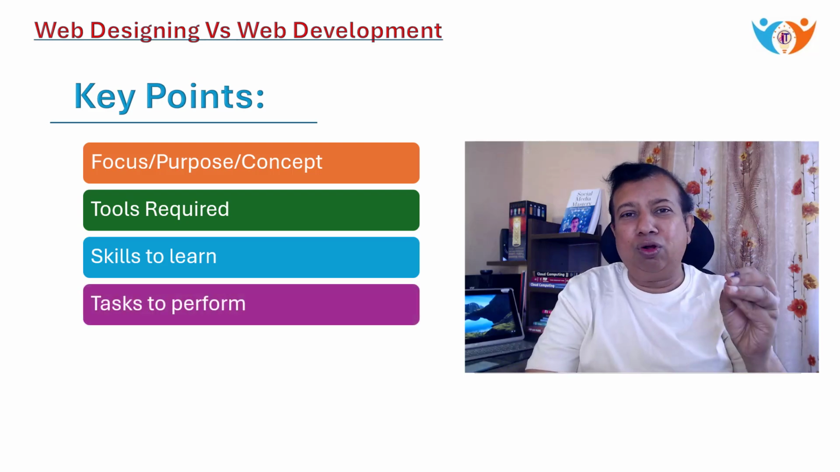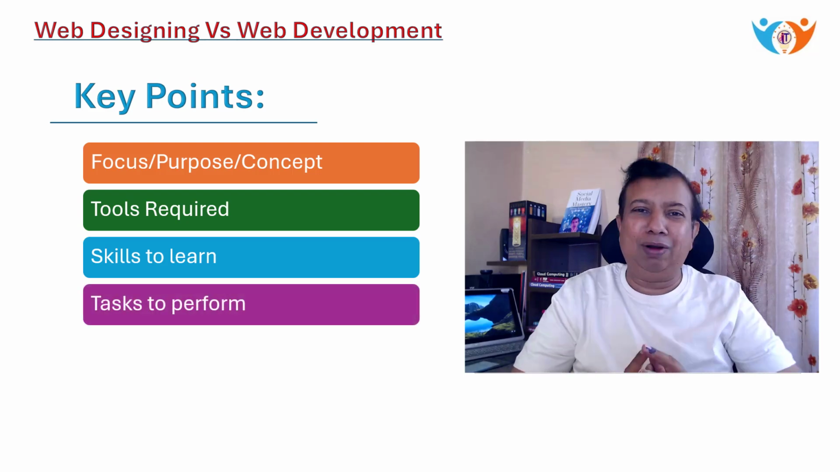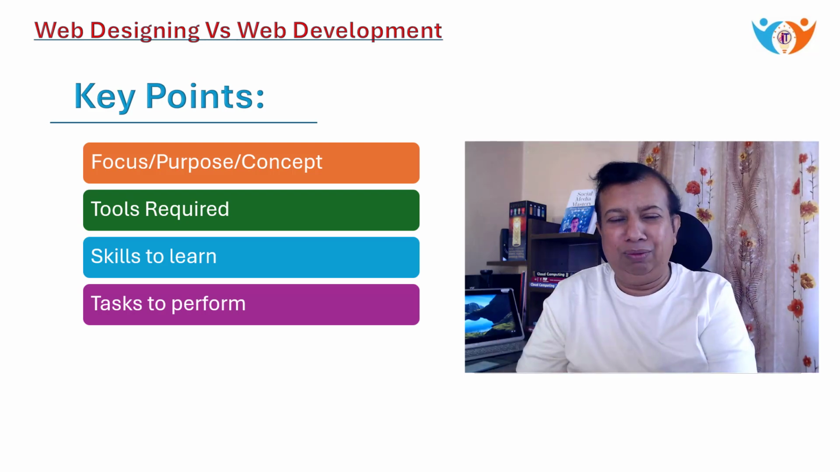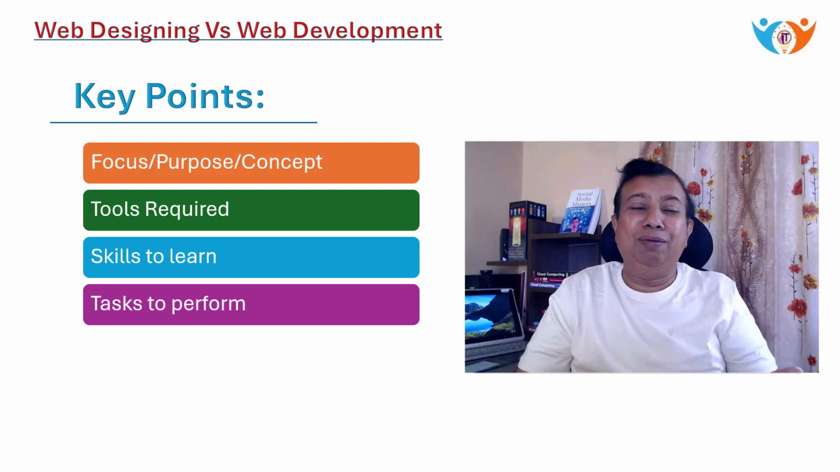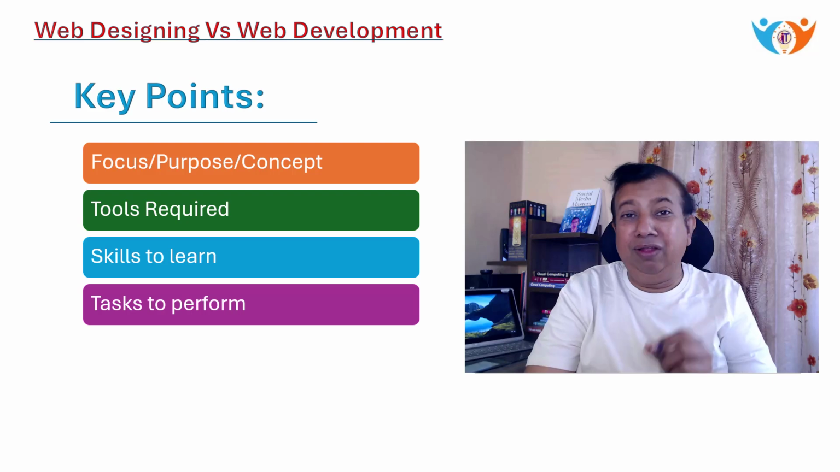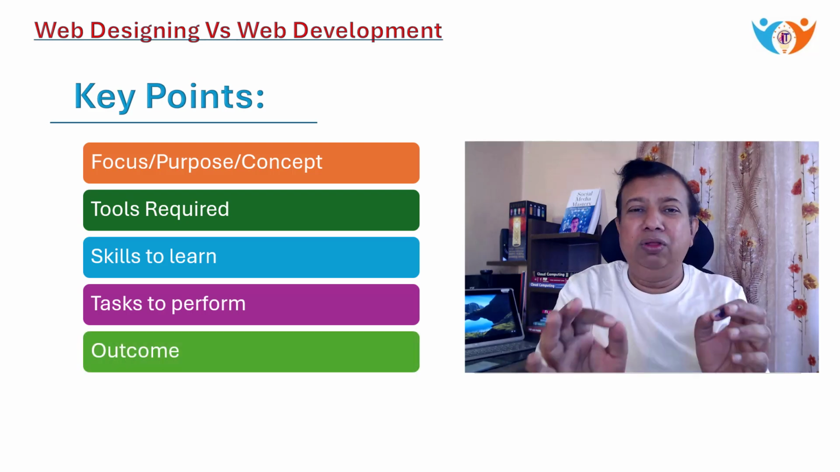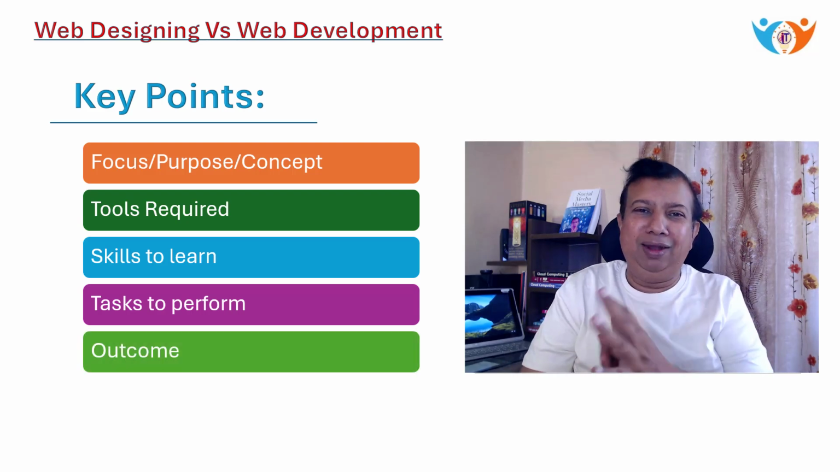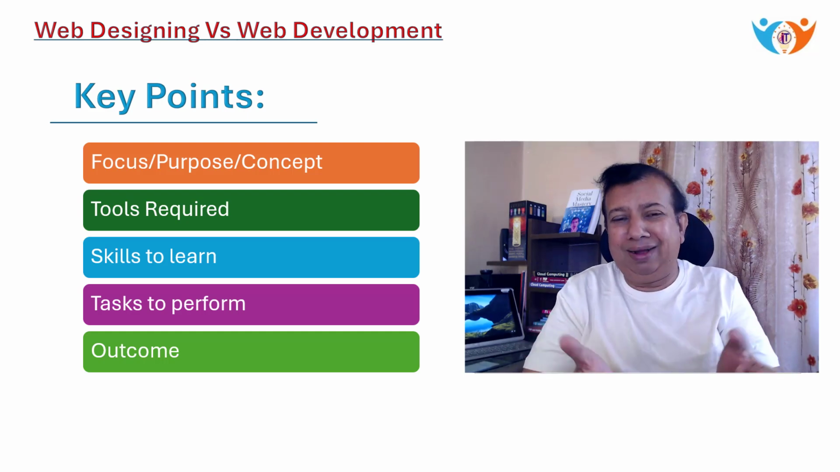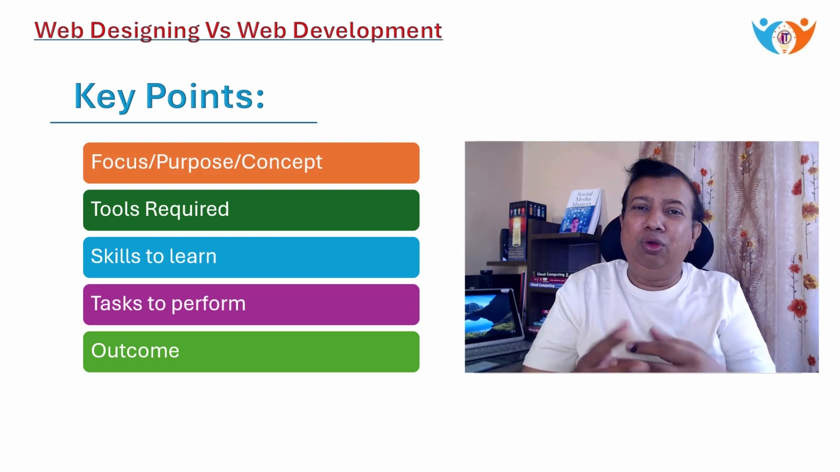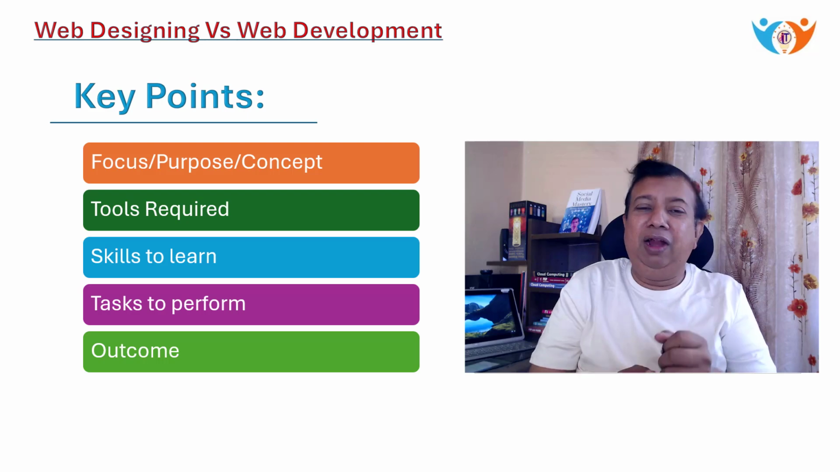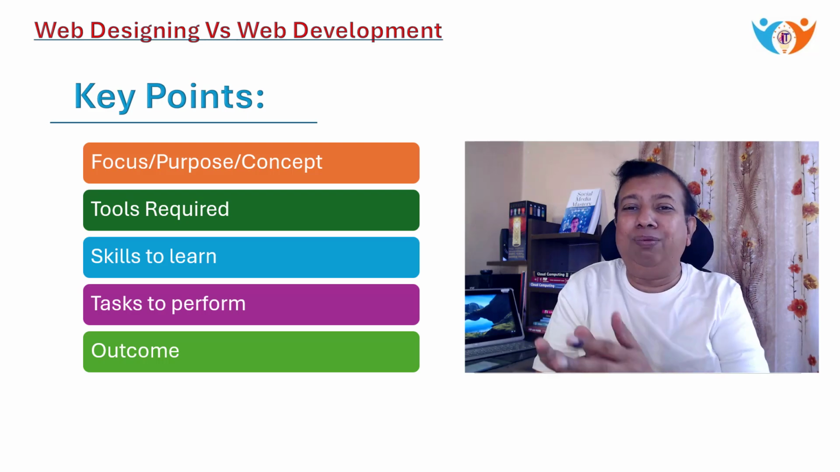The next point is the tasks to be performed as a web designer and the tasks to be performed as a web developer. We need to perform different kinds of tasks in web designing and in web development. And finally, we are going to talk about the outcome of designing and development. What will be the end point of web designing? What you will get after designing, or in other words, what you can get done from a web designer, and what will be the final product of a web developer.